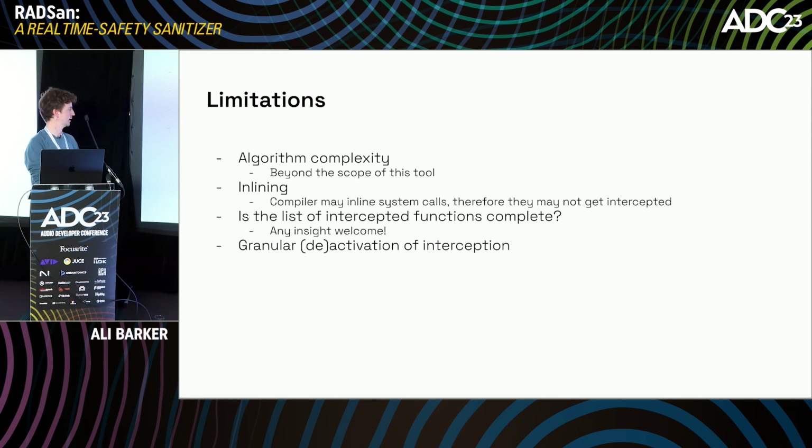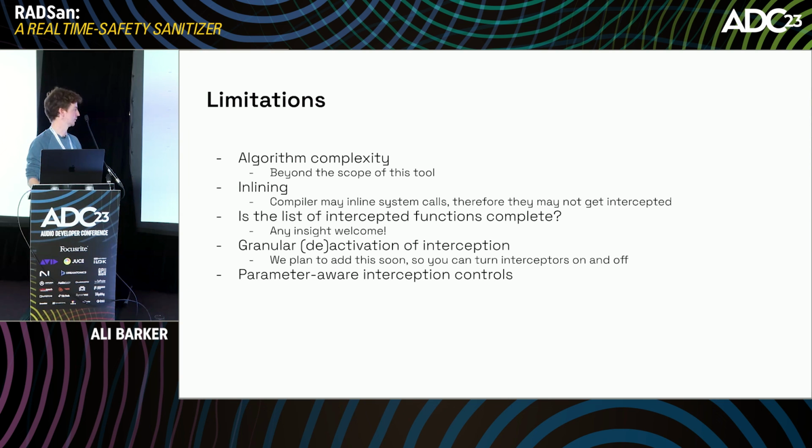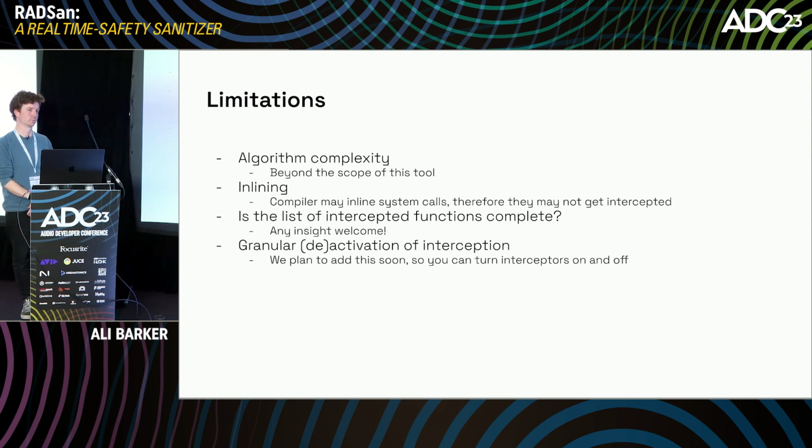Granular deactivation of interception. Currently you either have to have all interceptors on or off, but we think it would be very useful to be able to turn some of them on and some of them off, so that you can have greater control over what you want to actually intercept. Similarly, we've also added the ability to turn RADSan on and off inside some code. So you might want to ring fence some blocks of code to say, we're fine with what this is doing inside, please ignore this.